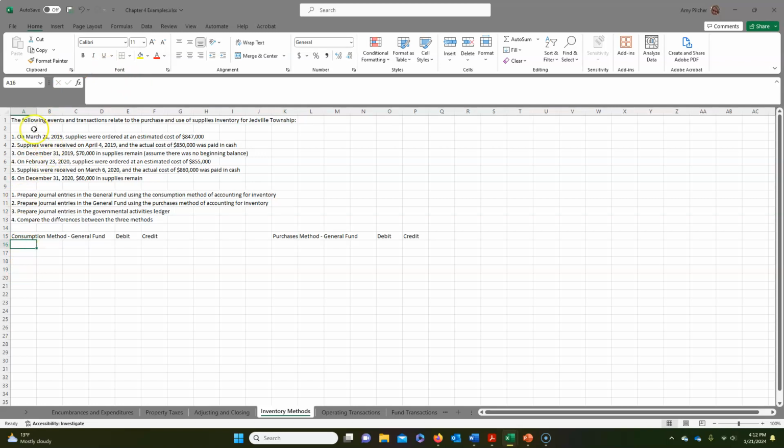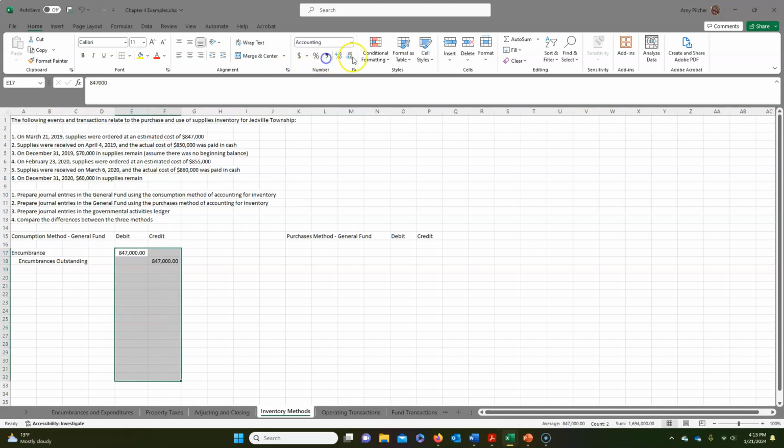So, we have each transaction. On March 21st, supplies were ordered at an estimated cost of $847,000. So remember, when we order supplies, we record an encumbrance and credit encumbrances outstanding. So we have an encumbrance for $847,000 and credit to encumbrances outstanding for $847,000.